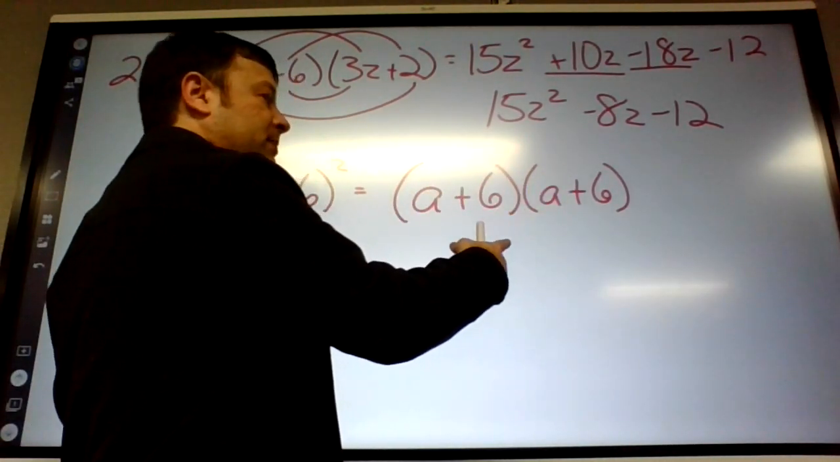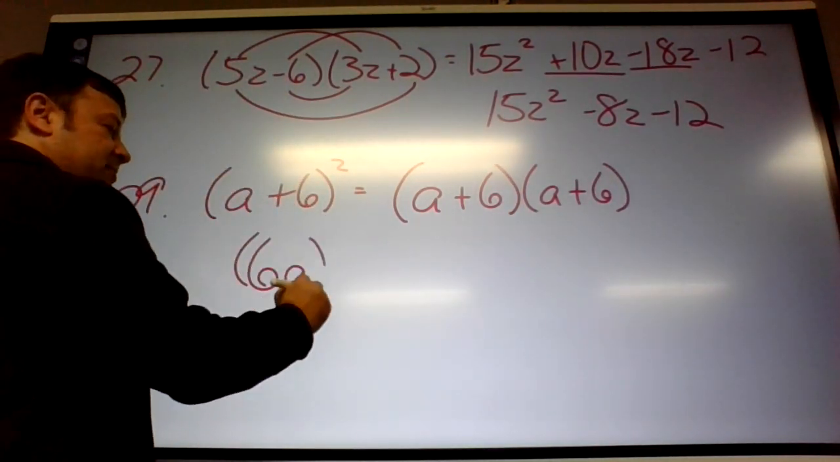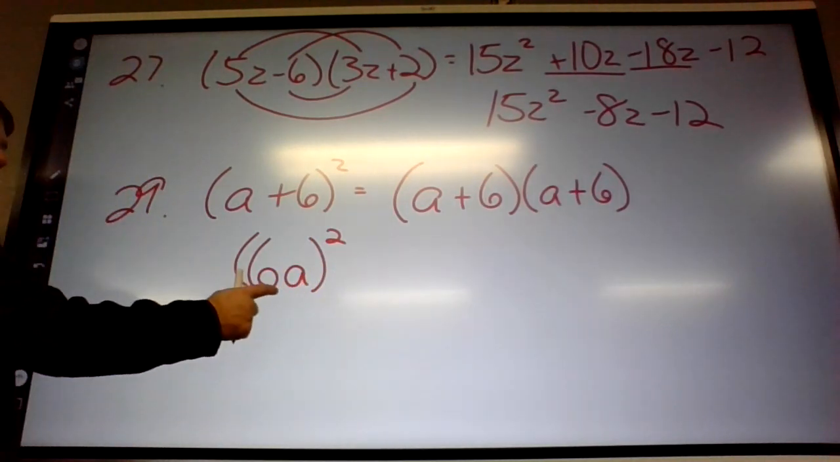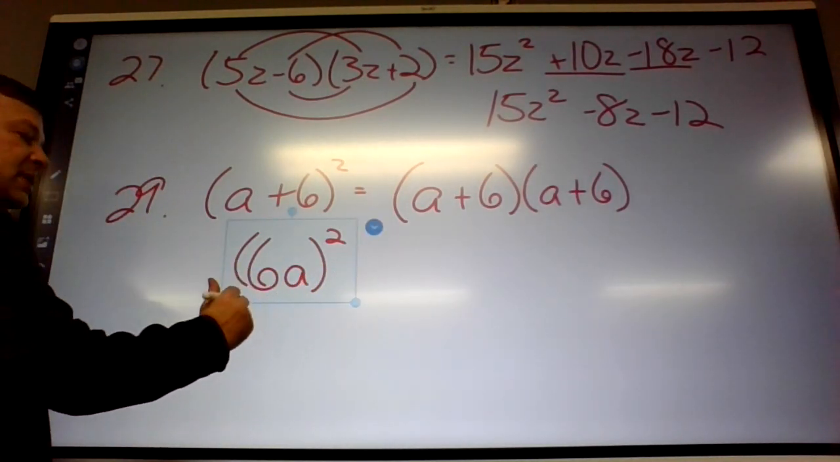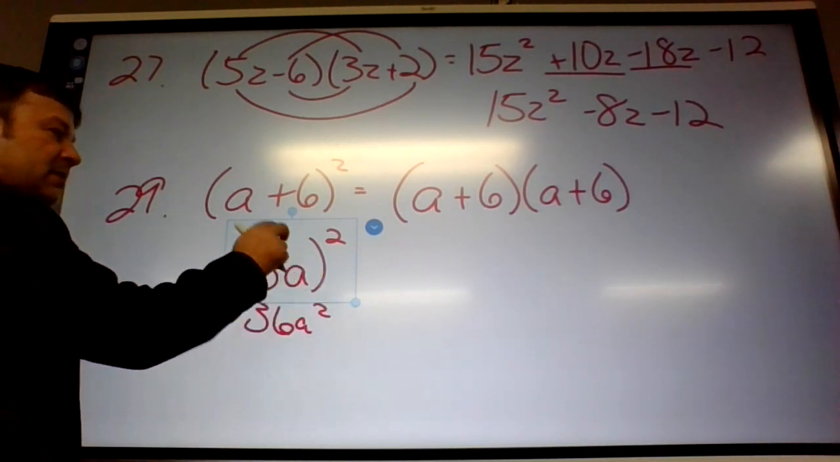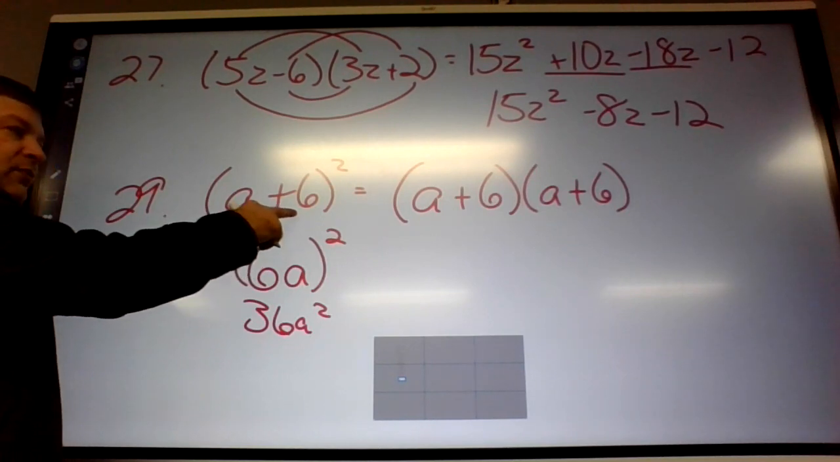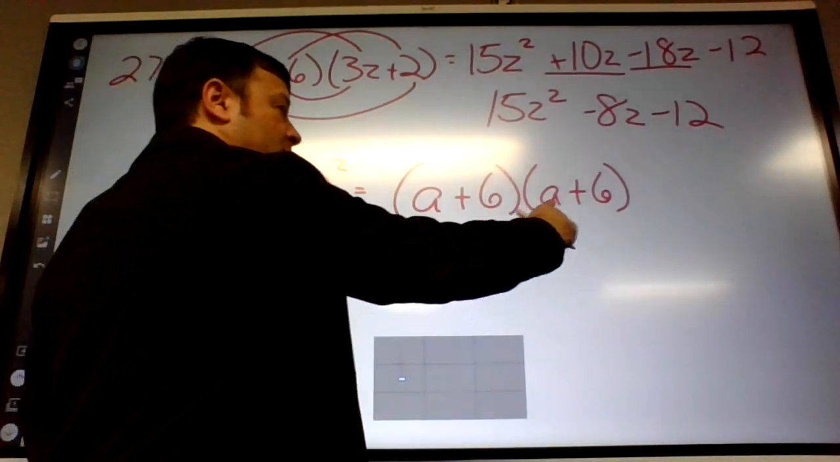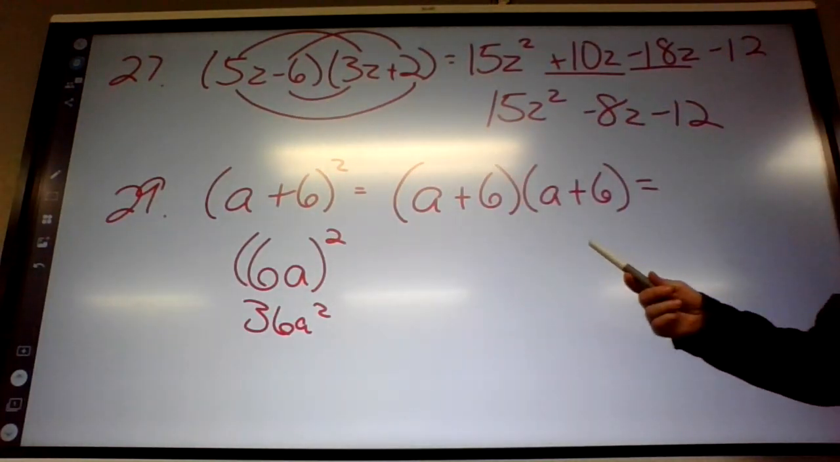It's a FOIL problem. Okay, when can you just do A times A and 6 times 6? When there's one term like this, that would actually work. You just, 6A times 6A is 36A squared. But when it's two terms like this, it doesn't work. Or three terms, or four terms. So you have to FOIL it out. Everything times everything. In this case, FOIL.